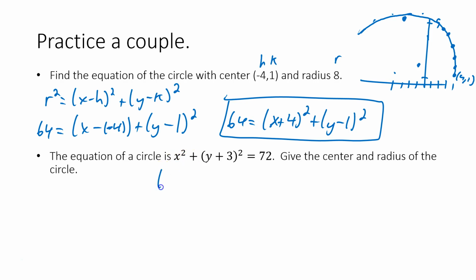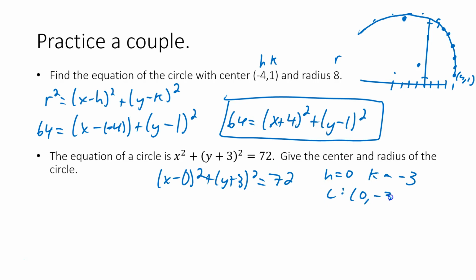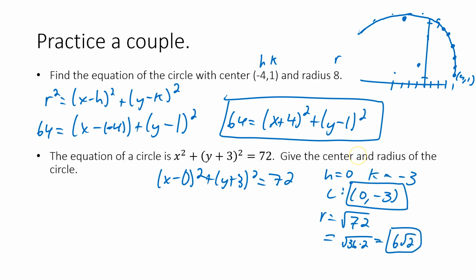So it looks like I don't have an h. I could think about this as x minus 0 squared plus y plus 3 squared equals 72. So this means my h is 0. My k, careful here, is negative 3, right? Because I'm adding it. So my center is at 0, negative 3. And then my radius is going to be the square root of 72, because this is r squared. I can take a perfect square out of there. That's the square root of 9 times 8. I think I can do better, though. 36 times 2. So that is 6 root 2. So we have our radius, we have our center, and that's all we were asked to do. Cool.